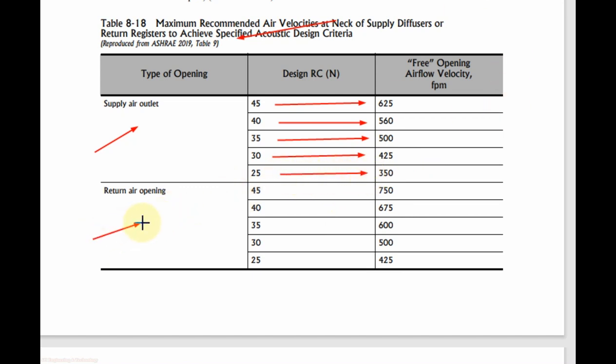For return air, for a maximum NC value 45, we can use a neck velocity of 750 fpm. For NC value 40, we can use neck velocity 675. For NC value 35, we can use neck velocity 600. For NC value 30, we can use neck velocity 500. And for NC value 25 or less, we can use a neck velocity of 425 fpm.